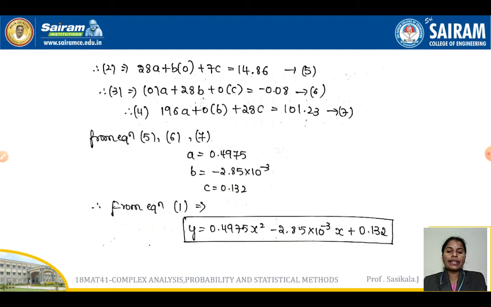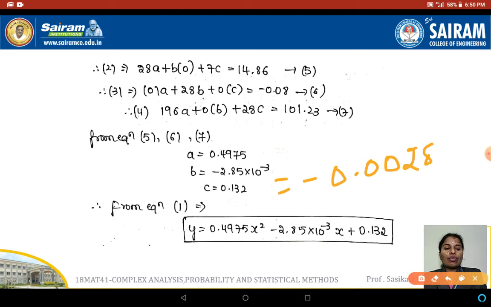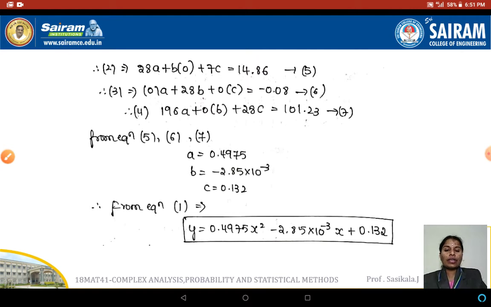B value is minus 2.85 into 10 power minus 3. It can be written like this. You can write it as minus 0.00285. Minus 3 means you are supposed to add zeros before the number starts. Okay, so 285 for your value. And the next one, with x, the C value is 0.132. So this is your second degree parabola equation.